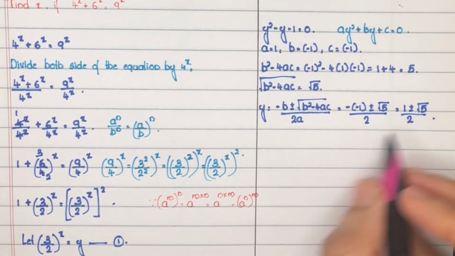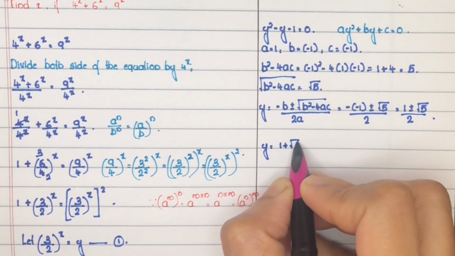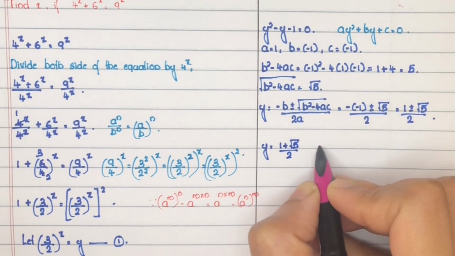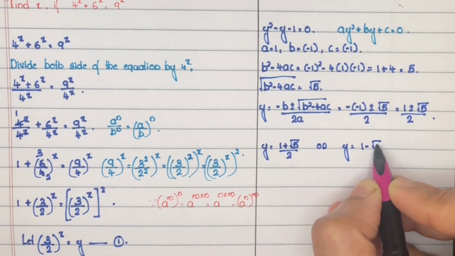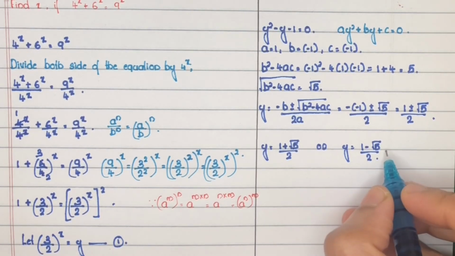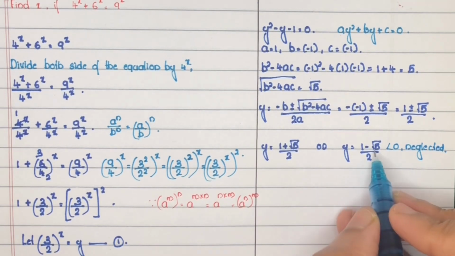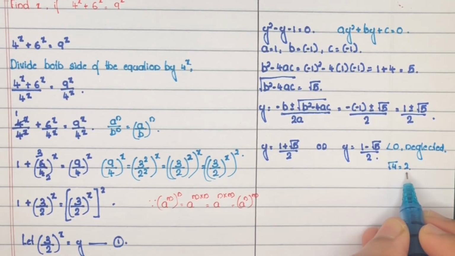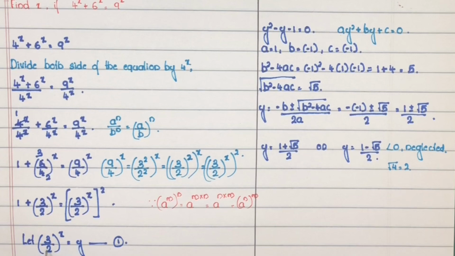So here we got two values for y, that is y is equal to 1 plus root 5 by 2 or y is equal to 1 minus root 5 by 2. 1 minus root 5 by 2 is negative. So you can neglect this. Because we know that root 4 is 2, right? So root 5 will be a value greater than 2. So 1 minus 2 point something will always be a negative value. And what is y? y is 3 by 2 whole raised to x. It cannot be a negative value. So you can neglect this.